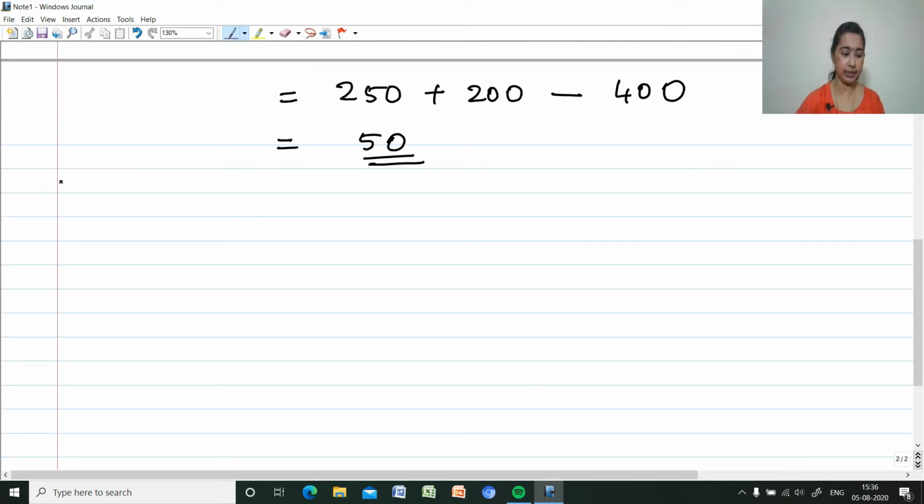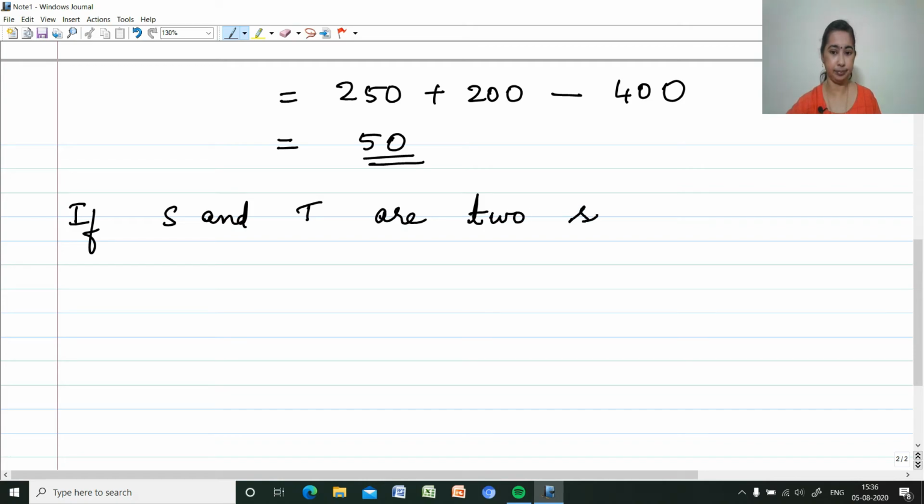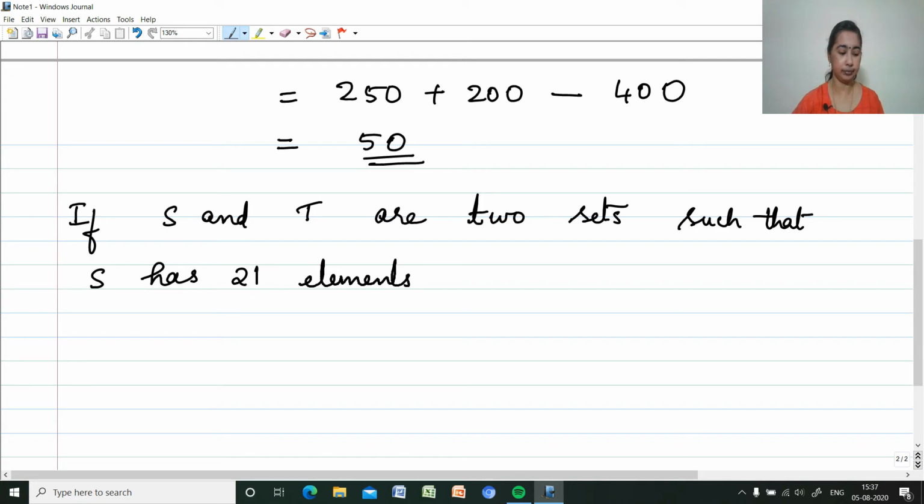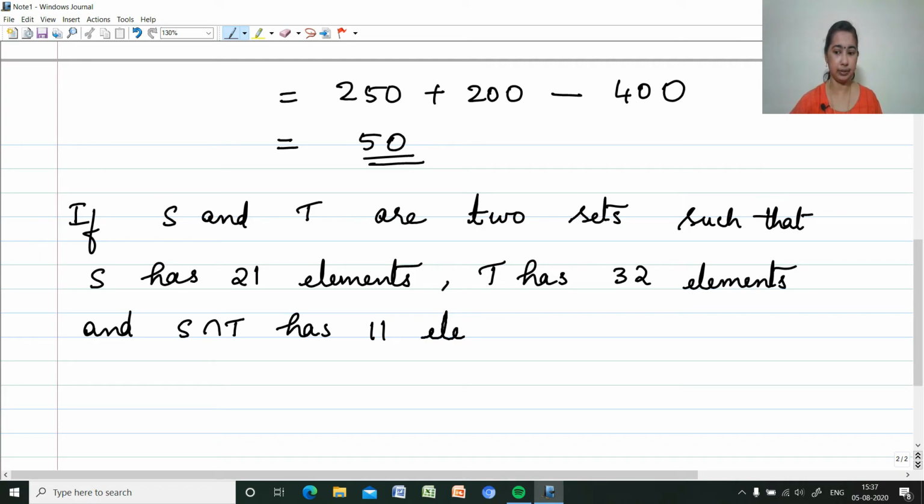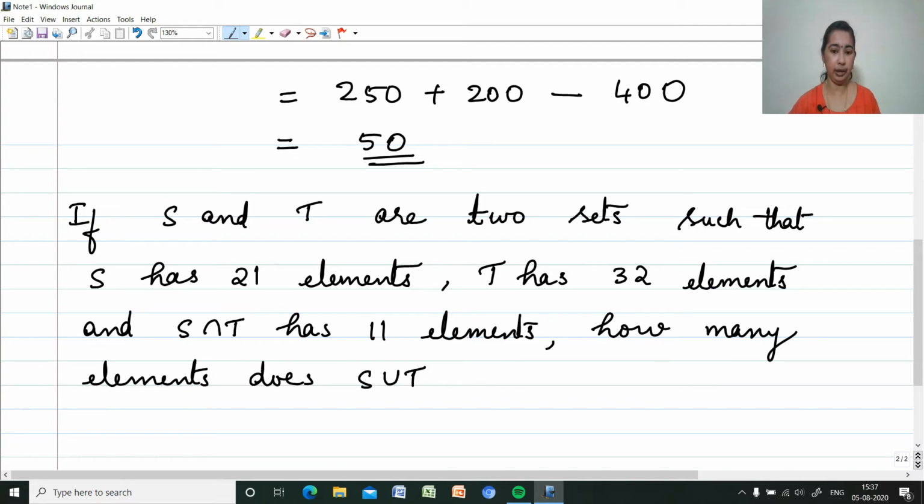Then next question, these all are exercise questions. If S and T are two sets such that S has 21 elements, T has 32 elements, and S intersection T has 11 elements, how many elements does S union T have?